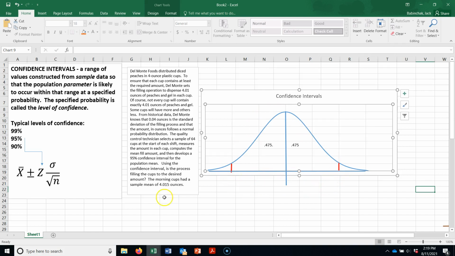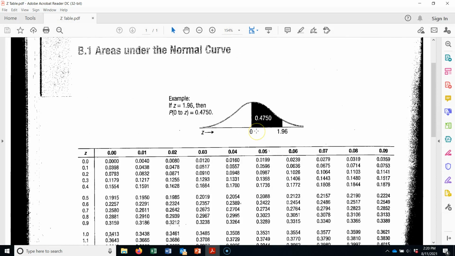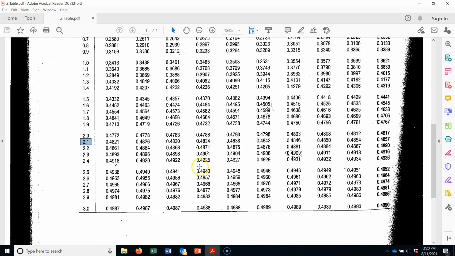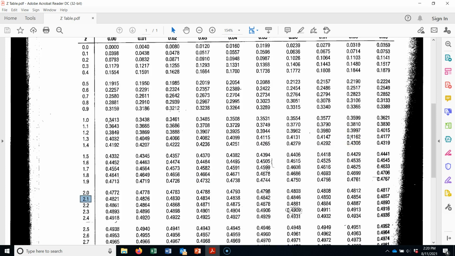Okay, but that doesn't tell us our Z statistic, right? You're probably saying, nope, that's not the Z statistic. That's the area under the curve. We were using the Z statistic to determine the area under the curve before. So now what do we do? Well, we just go back to our Z table that we're using before, and we have to find 0.475 in here somewhere. Okay, so we see that 0.475, I just lost it. There he is right there.